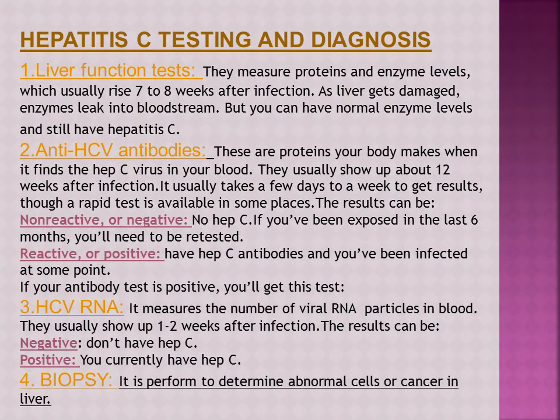Hepatitis C testing and diagnosis. As we said earlier, liver function tests, AST and ALT levels, are measured. If we have increased or elevated levels, we say that there is a possibility of liver disease. After that, we have anti-HCV antibodies. These are proteins your body makes when it finds hepatitis C virus in your blood. These usually show up about 12 weeks after infection. It usually takes a few days to a week to get the result.